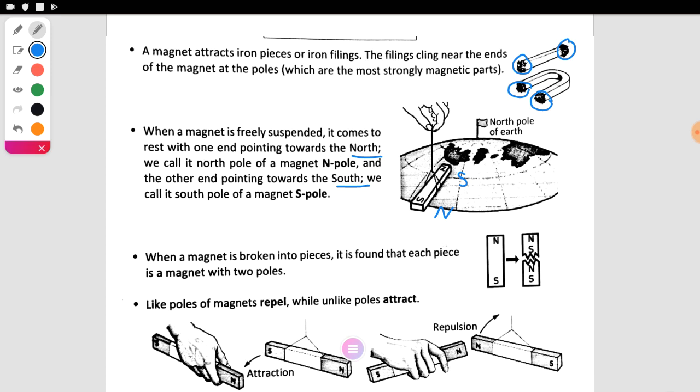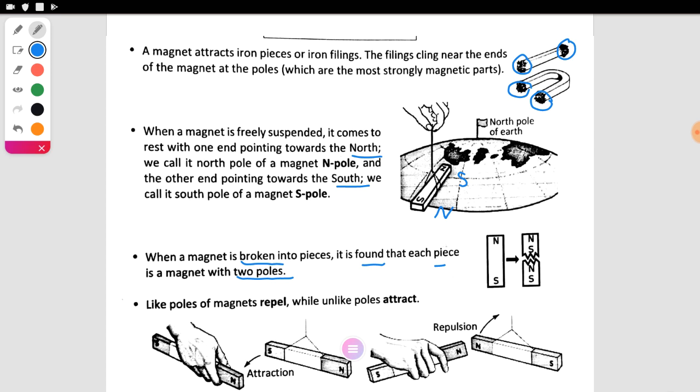When a magnet is broken into pieces, it is found that each piece of the magnet has two different poles due to rearrangement of the molecules of the magnet to form a new magnet.